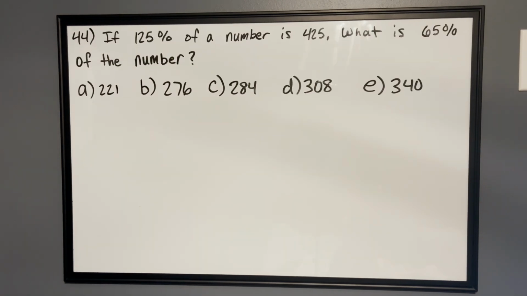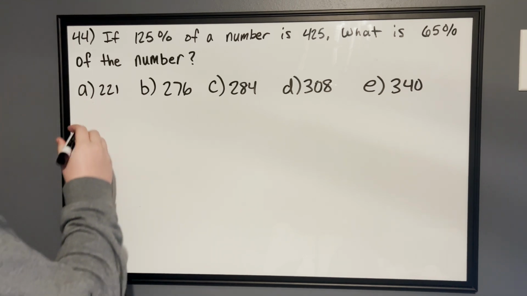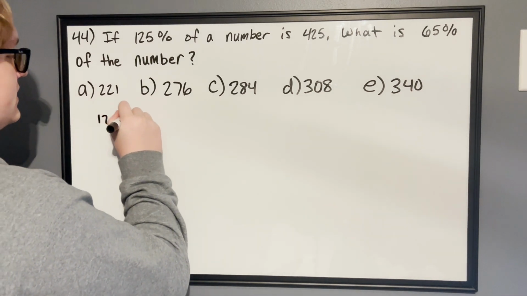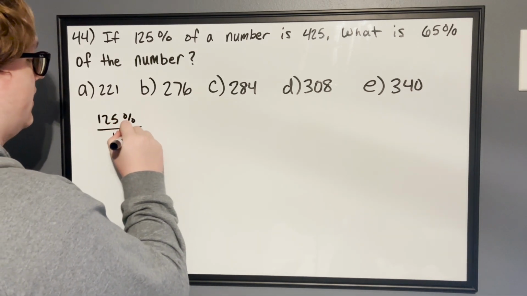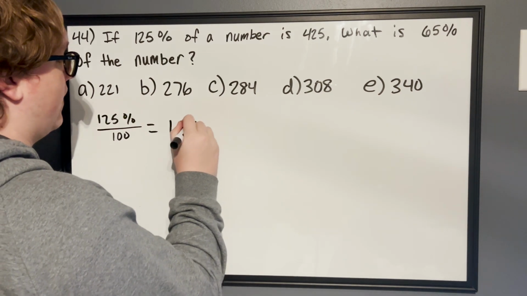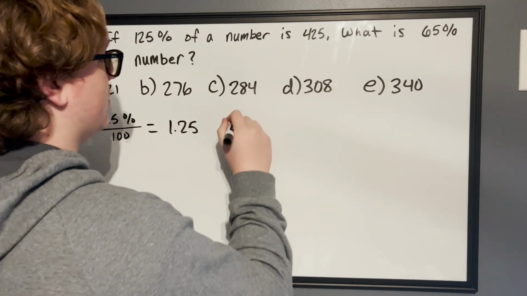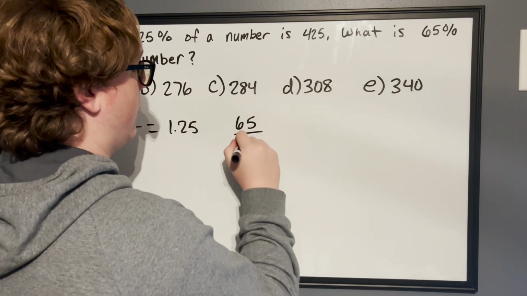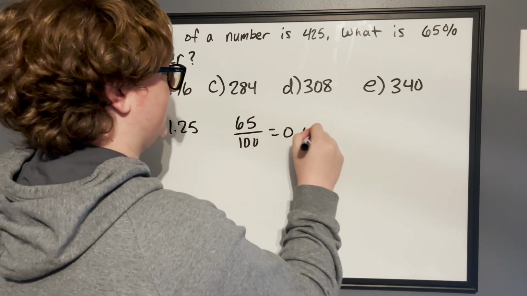Okay, so here we have question number 44. It says if 125% of a number is 425, what is 65% of the number? Now this question, we just need to convert these percentages into a decimal. And to do that, we just divide by 100. So 125% divided by 100 is going to be equal to 1.25. Same thing with 65%. So 65 over 100 is equal to 0.65.